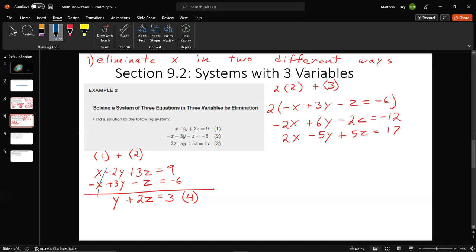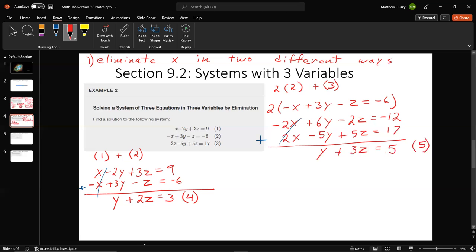And then we're going to do the same thing we did last time. We're going to add these up, and we are going to eliminate the x's in a different way than last time. 6y minus 5y is just y. Negative 2z plus 5z is going to give me plus 3z. And then negative 12 plus 17 is going to give me the number 5. And then this equation I will name equation 5.